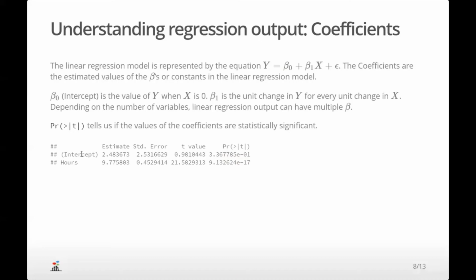What we should be concerned about is the p-value of our estimated beta 1 value. Here we have 9.13262 raised to -17. So here we simply have to move the decimal point 17 places to the left, which is way lower than 0.05. And that means that our estimated beta 1 coefficient is statistically significant, or it's statistically correct. All right, so that's how we interpret our coefficients.